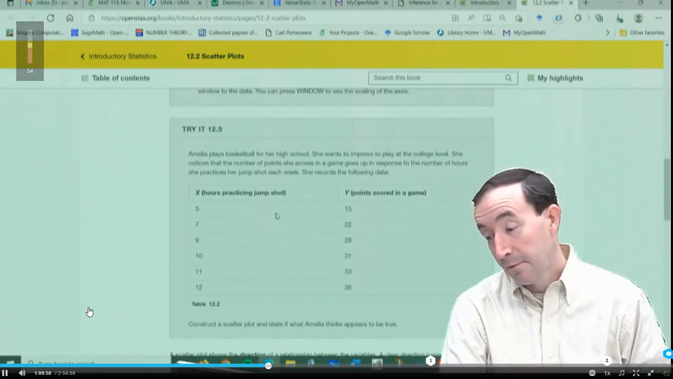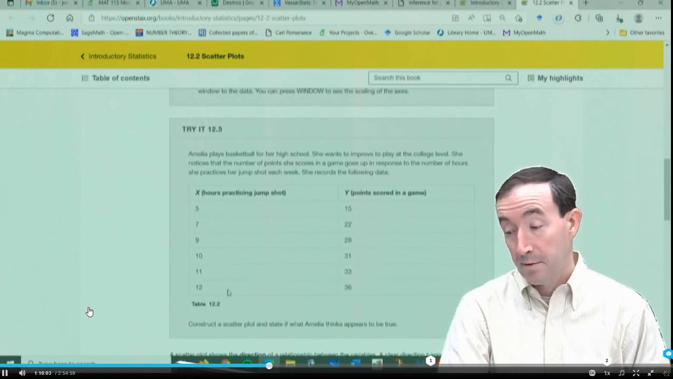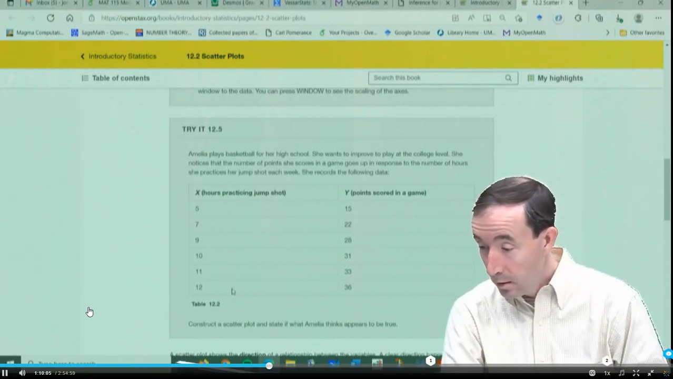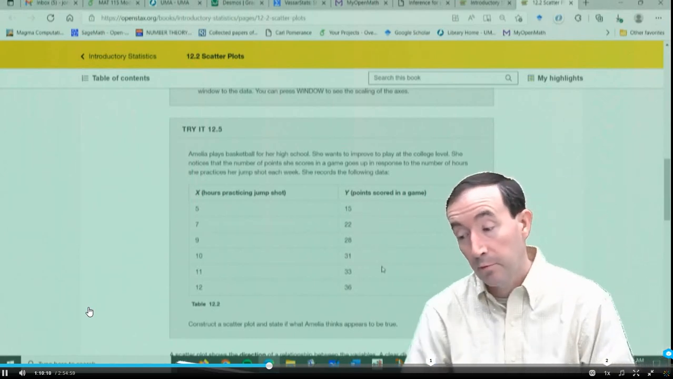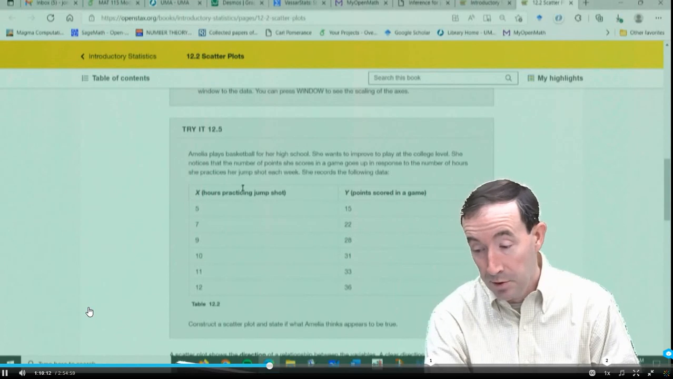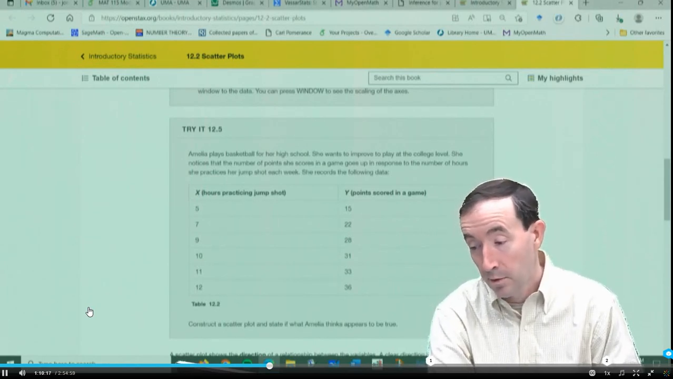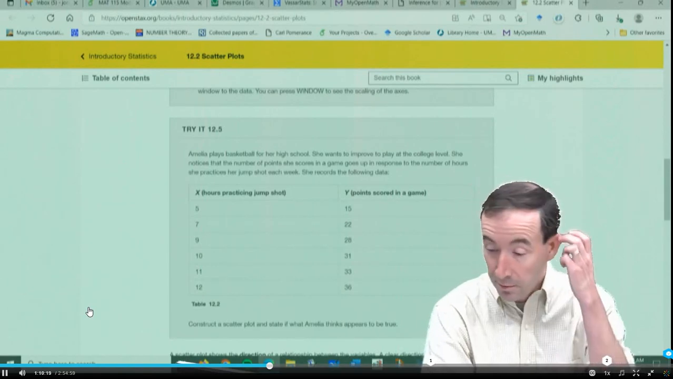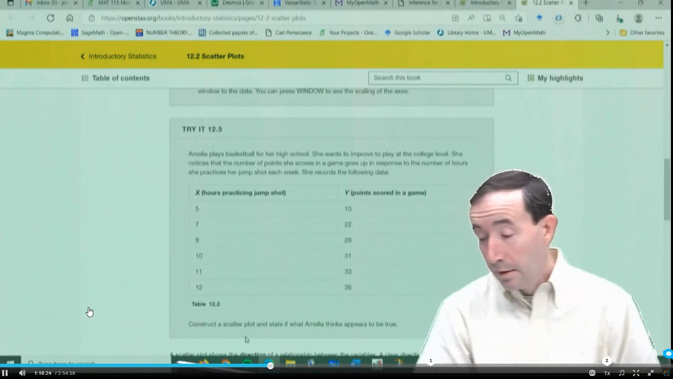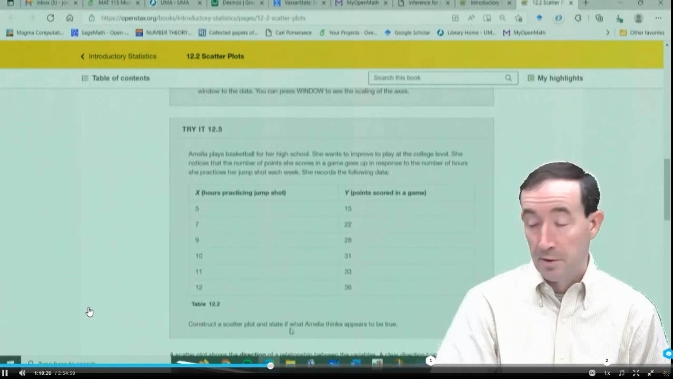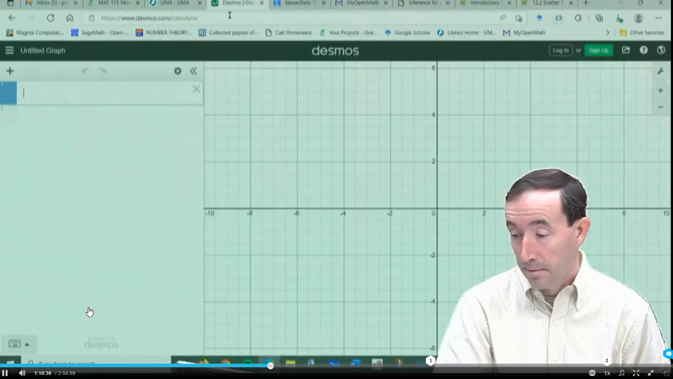And we have some data points with our input variable being the number of hours she practices the jump shot that week. That week, yes. And the output variable being the number of points she scored in a game. So again, when she practices her jump shot more, her points scored seem to go up. That's good. That's a good trend to see. We're going to construct a scatter plot and see if that scatter plot seems to give us the information that we're looking for. So let's see, 5, 7, 9, 10, 11, and 12.